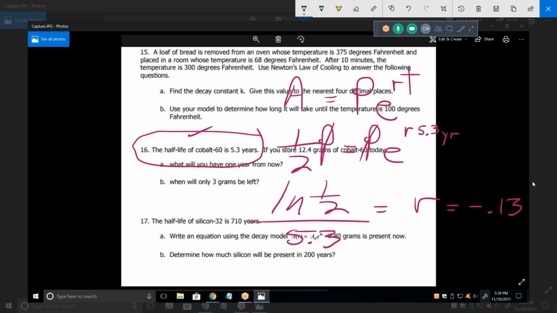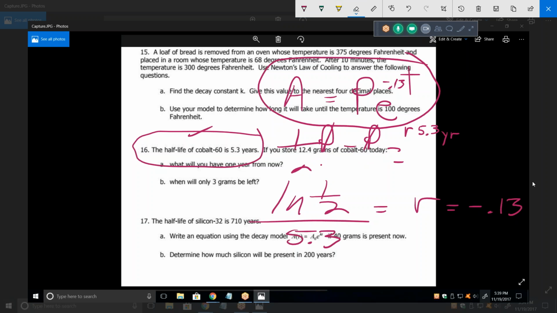All right. So now we know our equation. The only part I have to plug in is the R. That is negative 0.13, and that equation works for cobalt 60. Regardless of how much cobalt you start with, in other words, no matter what P is, if you give a time, you'll be able to solve for A.